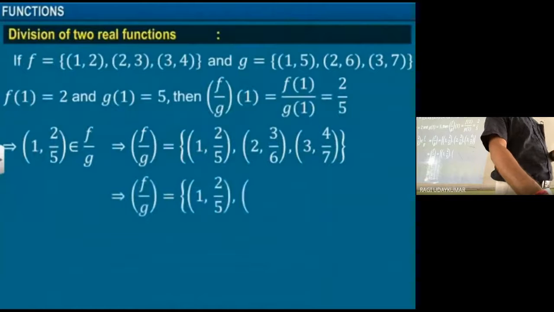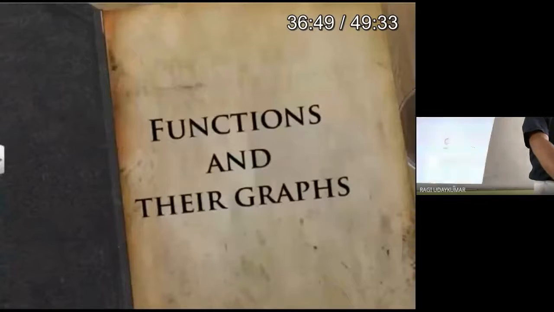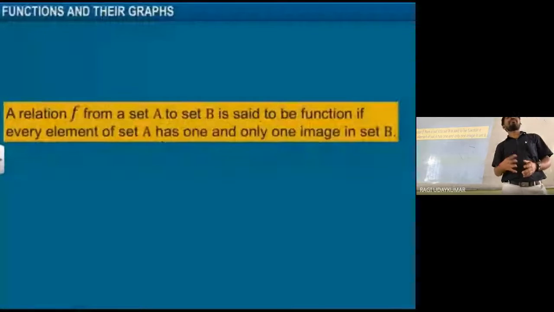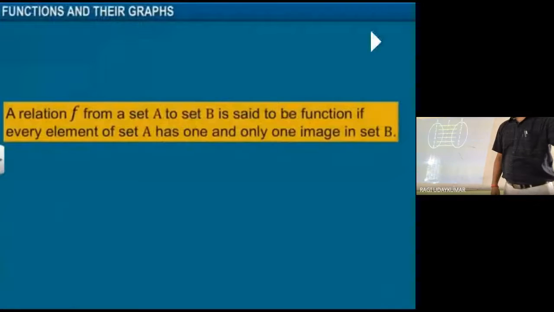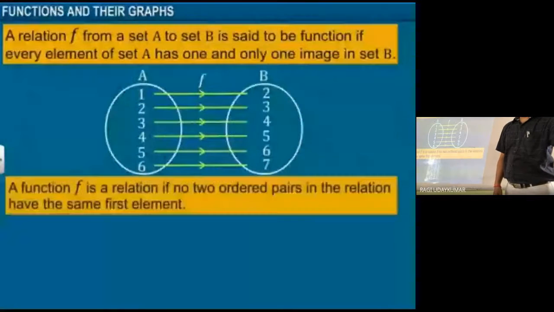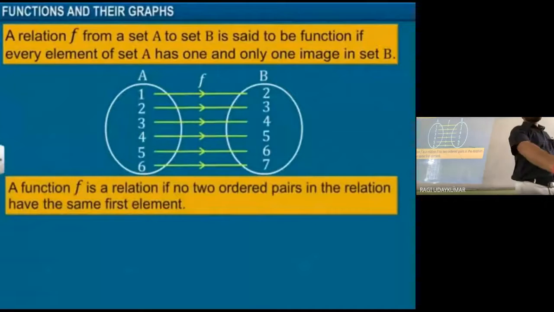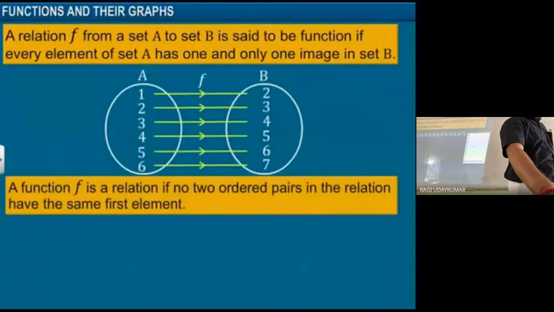This is very important: graphs. The graphs of the functions, let us see here. Different graphs you see here. A function f is a relation in which no two ordered pairs have the same first element. The same first element should not be there. Such type of function we'll take.